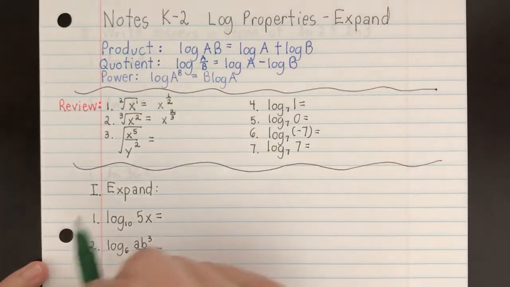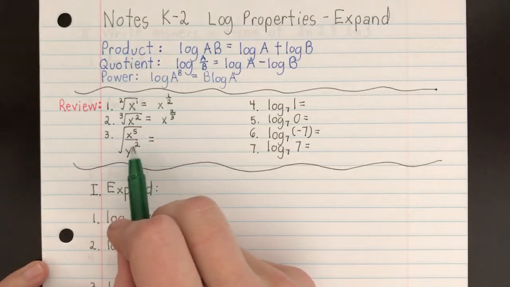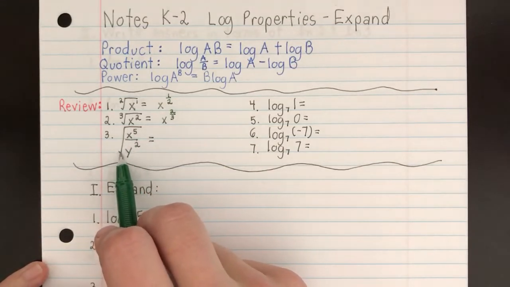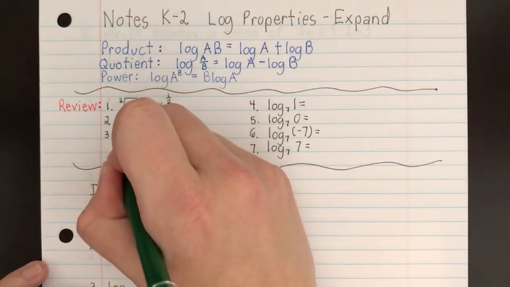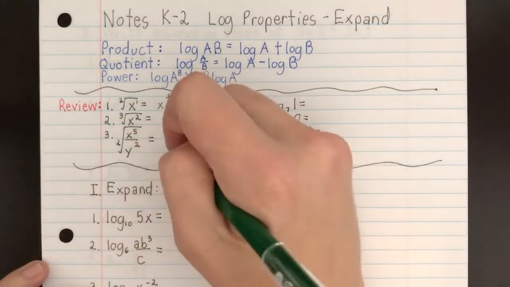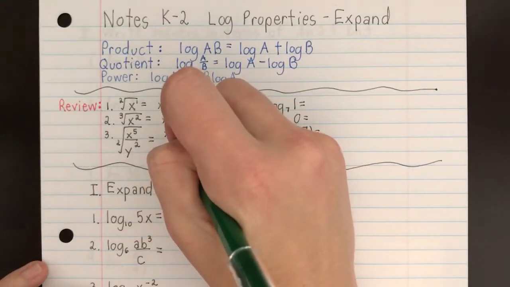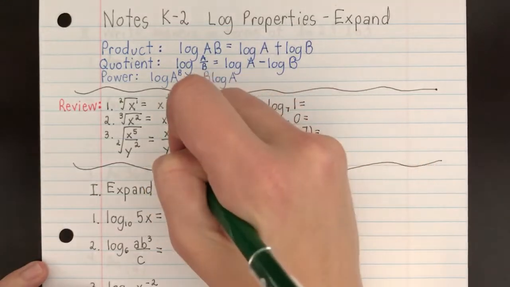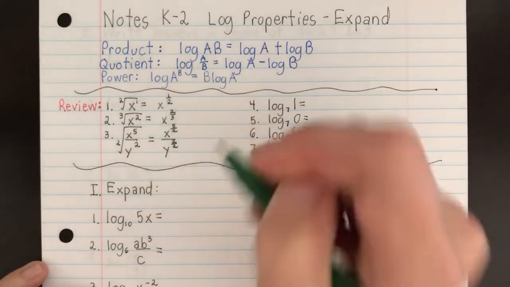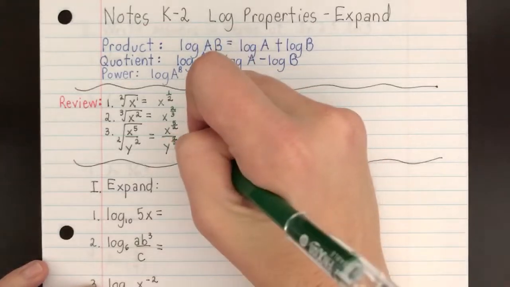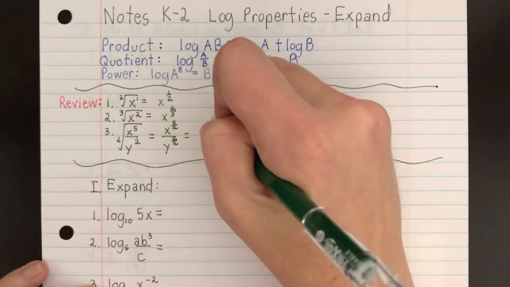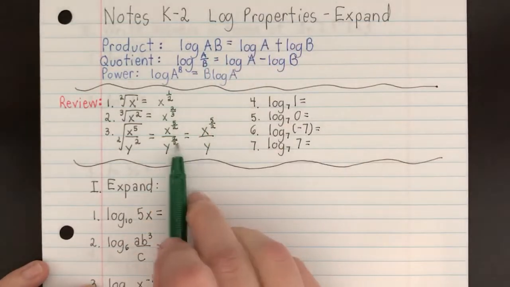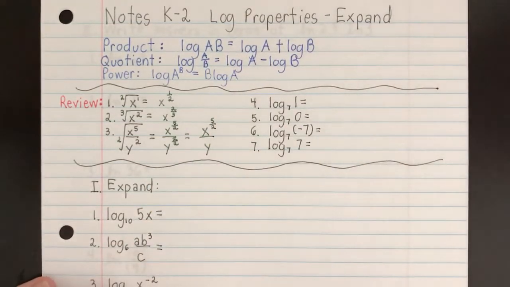If you have something like the square root of x to the 5th divided by y squared, where both of these are inside the radical, again remember there's an implied index of 2 here. So this would become x to the 5/2 divided by y to the 2/2, which would eventually simplify to x to the 5/2 over y to the 1st, because 2/2 is 1.